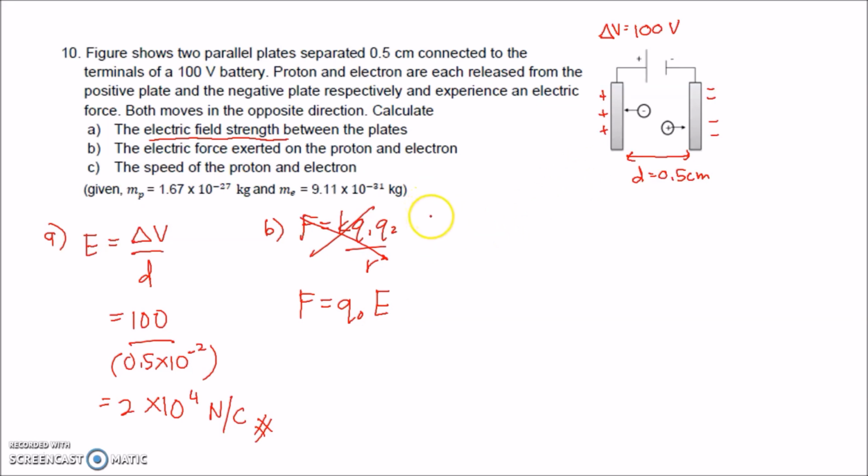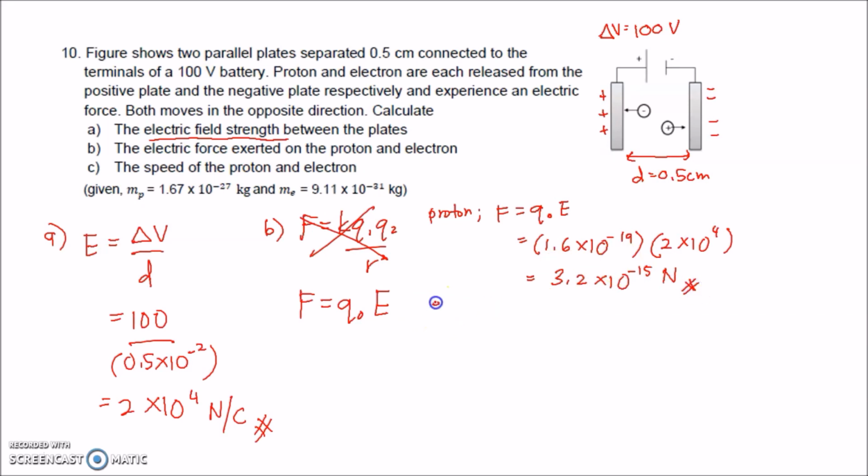So if the test charge is proton, then F equal to Q naught E. Q naught is 1.6 times 10 to the power of negative 19. This is the fundamental value for proton and also electron. Times the electric field strength between the two plates, 2 times 10 to the power of 4. Then we will get 3.2 times 10 to the power of negative 15 Newton.